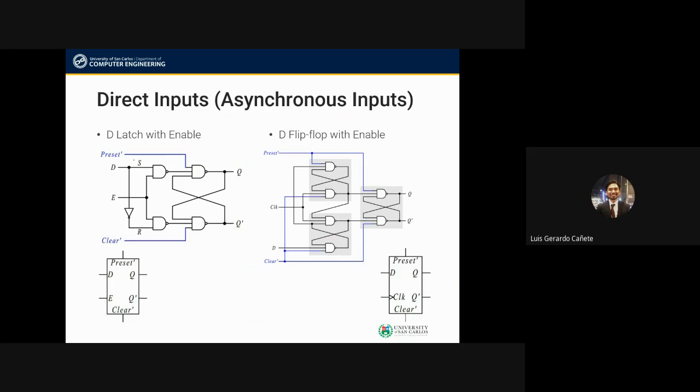So for latches, it's actually quite simple. We just add a third input to the latch, right? Because once again, the presence of a 0 will make this 1, right? So if we bypass the enable and the D and we go directly to the second stage of the latch and we give a 0 here, this 0 will automatically make this 1, right? So this will make it 1.